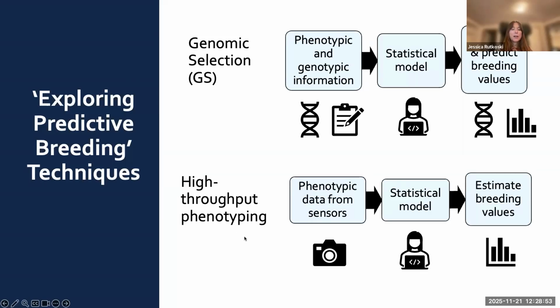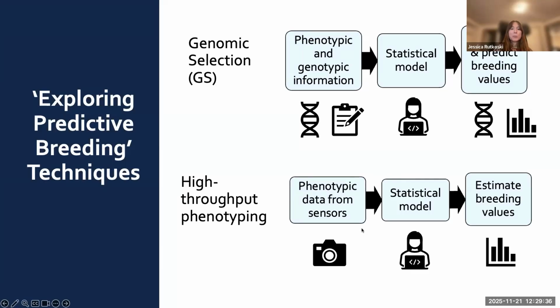And then high-throughput phenotyping is another one that is still an active area of research that can help. Just to explain a little bit more background on what these are: with genomic selection, we have phenotypic and genotypic information. We use that to train a statistical model, and then that statistical model is used to predict breeding values. High-throughput phenotyping is somewhat similar, except you're not incorporating the marker data, the genotypic data, so you have just your phenotypic data from sensors, and you can use a statistical model again to help estimate breeding values.